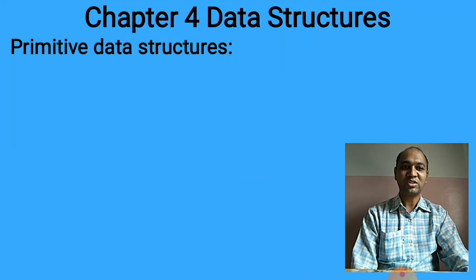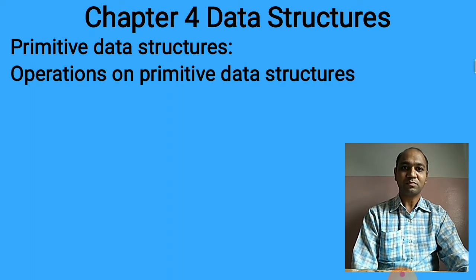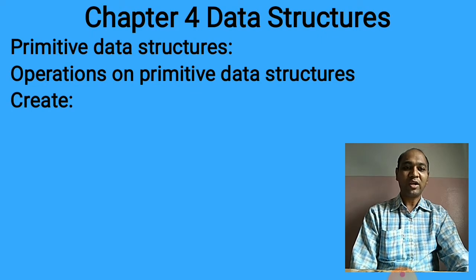Primitive data structures means what? These are the data structures that are easily operated upon by machine level instructions. Primitive data structures are int, char, float types of data. What different types of operations can we perform on primitive data structures? The first one is create. It is going to create a data structure which allocates a memory location statically, or it may allocate the memory dynamically, at the time of execution.